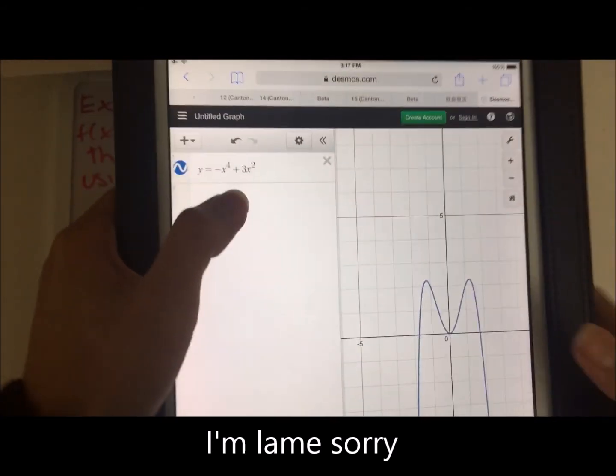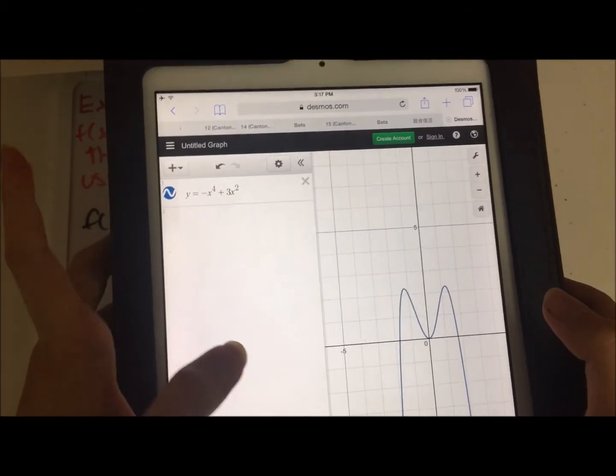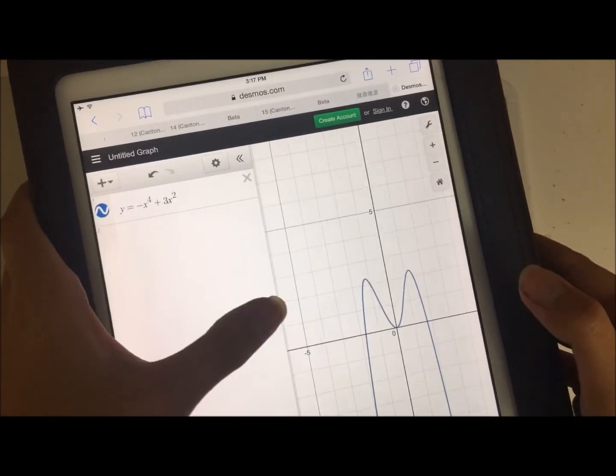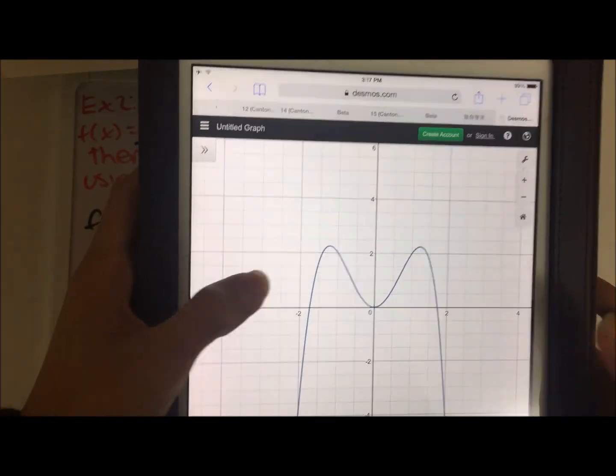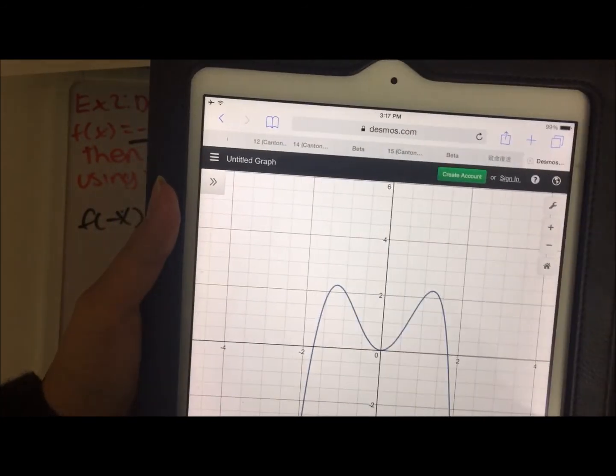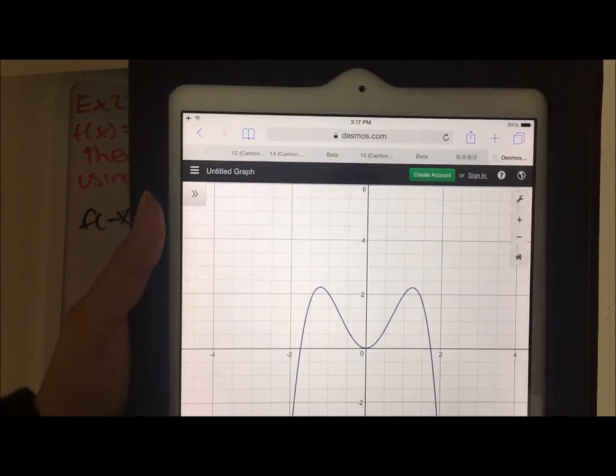So now we see that I plugged in the equation, and let's see how the graph looks over here. And as you can see, there is indeed a line of symmetry about the y-axis. So we were right.